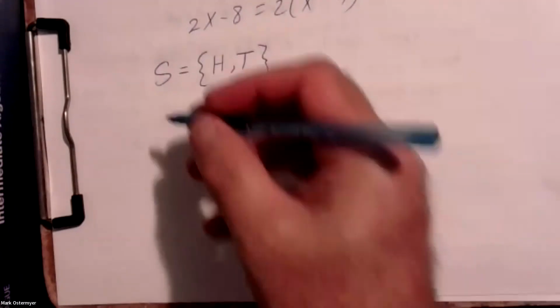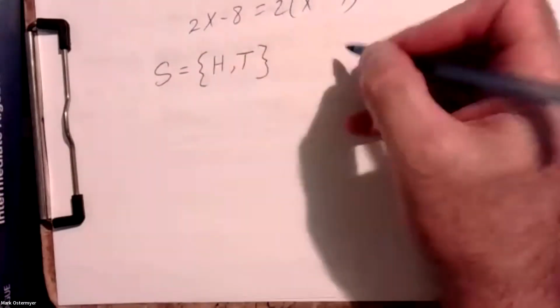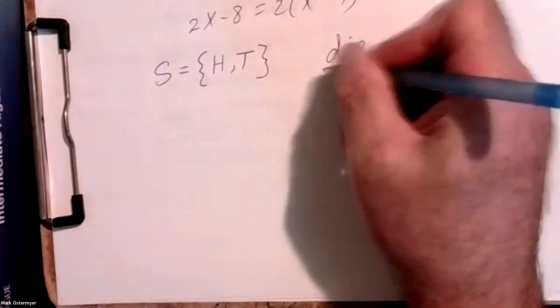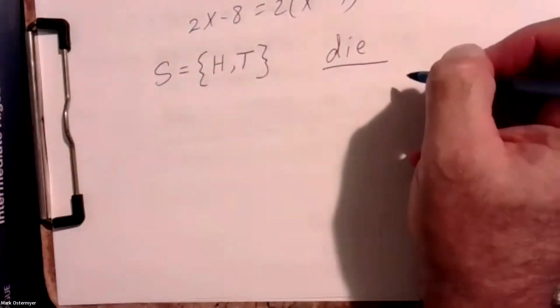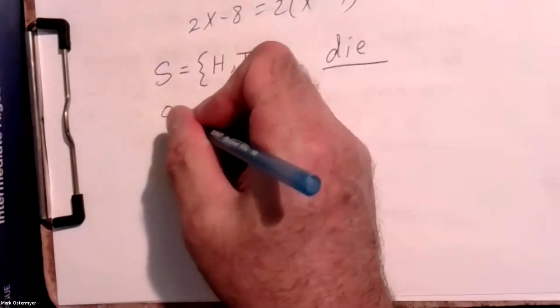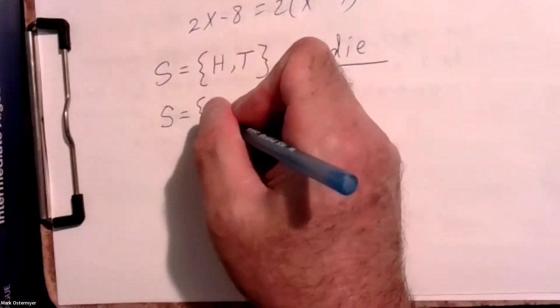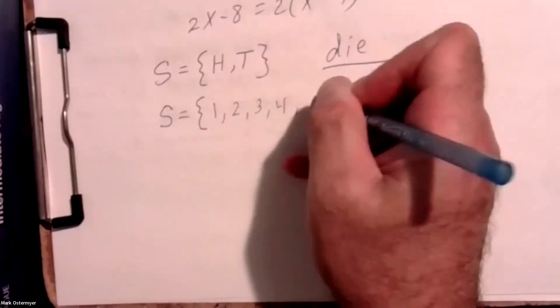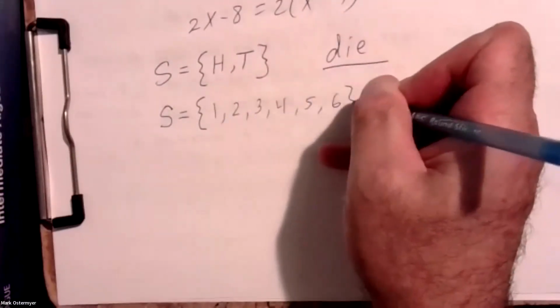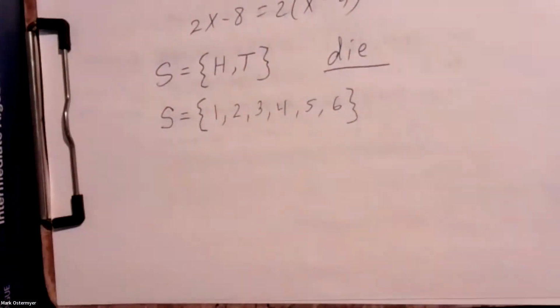If you roll a die, die is singular, which means one six-sided cube, the sample space of rolling a die would be the set consisting of the numbers 1, 2, 3, 4, 5, or 6. That would be the sample space of rolling a die. So sample spaces are always sets consisting of all the outcomes of a particular experiment.